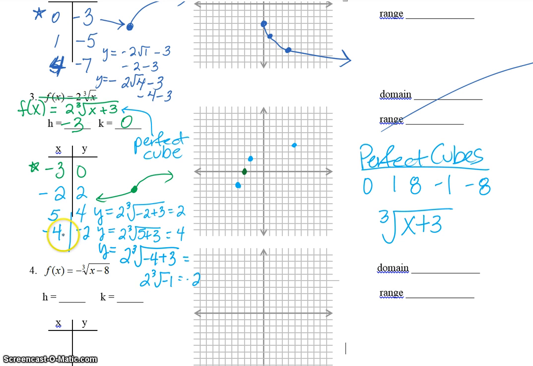Okay, same thing. We need to find a perfect cube in here to be -8. Okay, so how am I going to make this a -8? Well, I'm going to need that to be -11. So we're going to have y equals 2 times the cube root of -11 plus 3, which is going to be -8. So 2 times the cube root of -8, 2 times -2, -4. So (-11, -4). And hopefully now that's enough to see the S-shaped pattern here, which is right there.